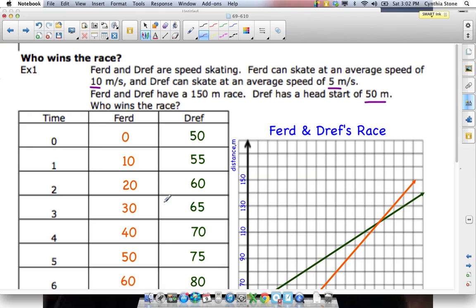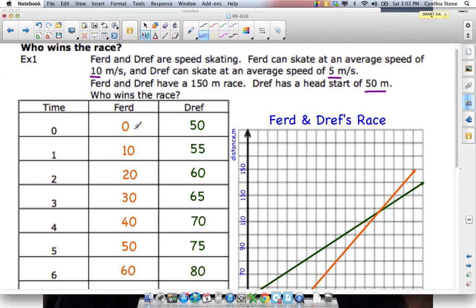Well, I give you this table of values so that you can start figuring out how to make the graph. It doesn't ask that you have to use a table of values, but anyway, at time 0, Ferd's at 0, but Dreff's at 50 because he's got his 50-meter start. Because Ferd goes up 10 meters every second, Ferd's column goes up by 10, and I'll leave it to you to fill in the whole column. Dreff starts at 50, but goes up by 5 meters every second, so every jump is 5 meters. Ferd's rate of change is 10, and Dreff's rate of change is 5.